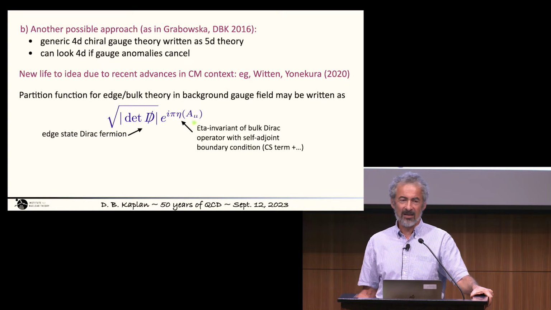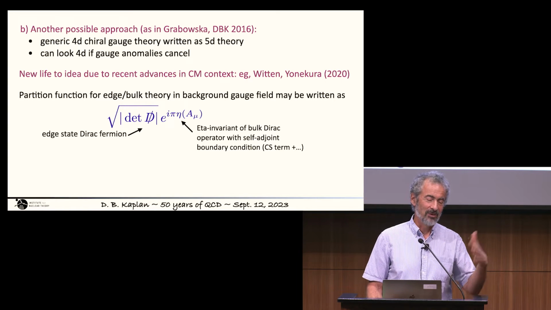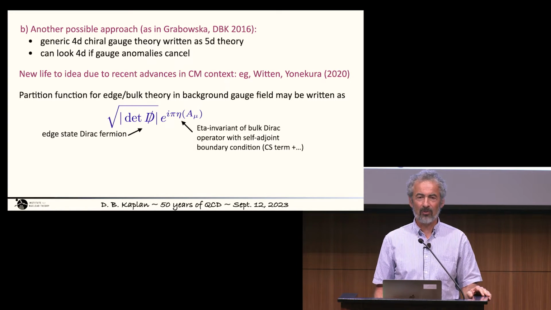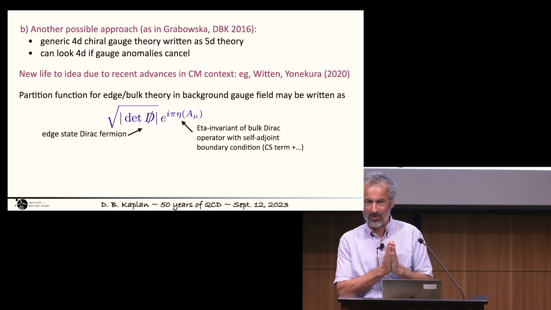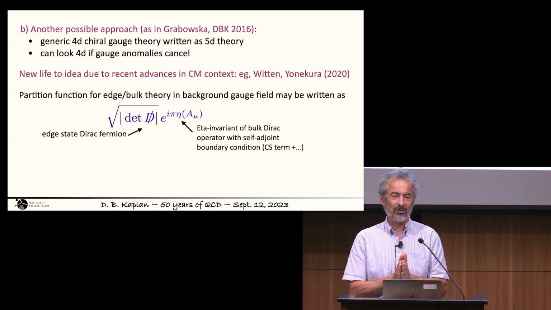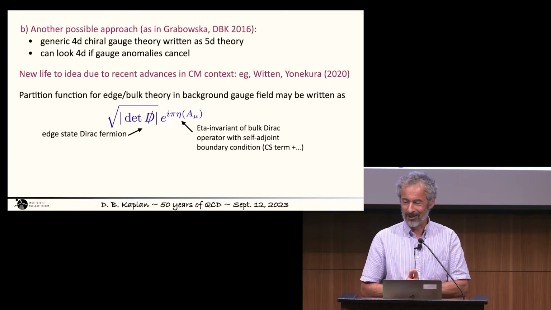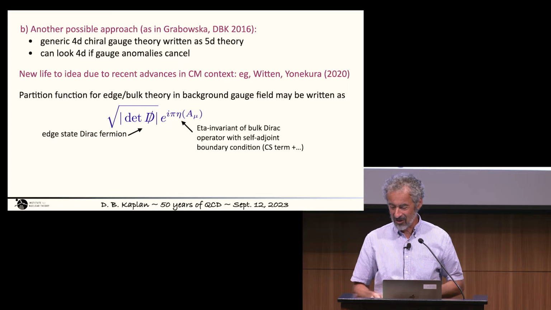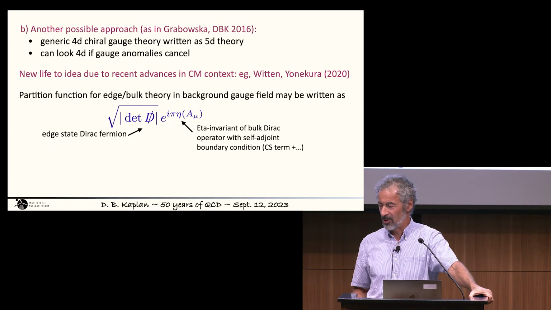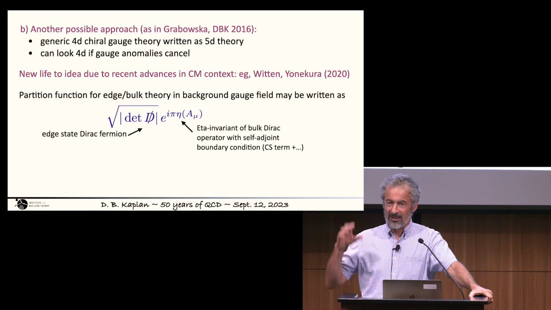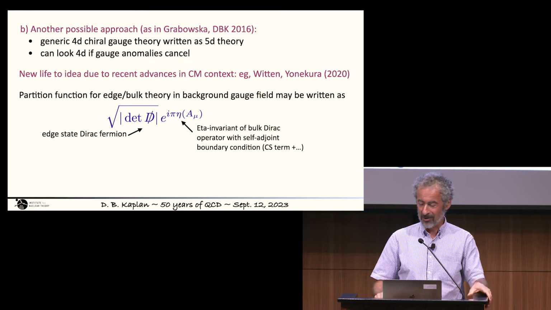And then there's the phase, and the phase involves the eta invariant for a 5-dimensional or bulk Dirac operator, which has self-adjoint boundary conditions, namely not domain wall boundary conditions, but ones where, say, the one they choose is where the fermions on the boundary are in their ground state. It's a little bit obscure, but it's not a domain wall type boundary condition. So the Dirac operator is Hermitian. And this eta invariant is just the sum of the signs of the eigenvalues of this Dirac operator.